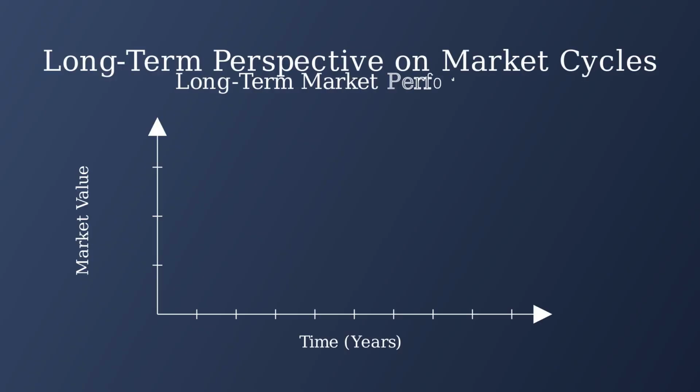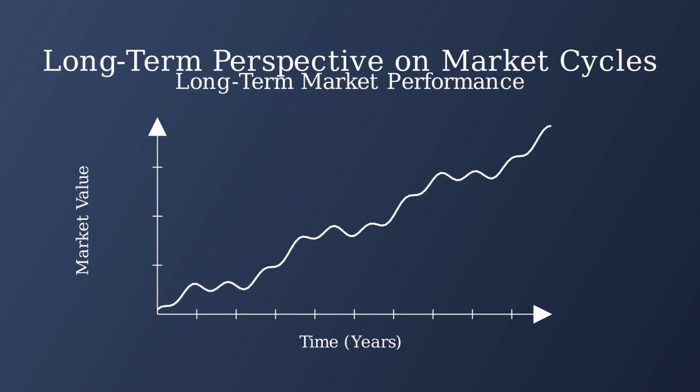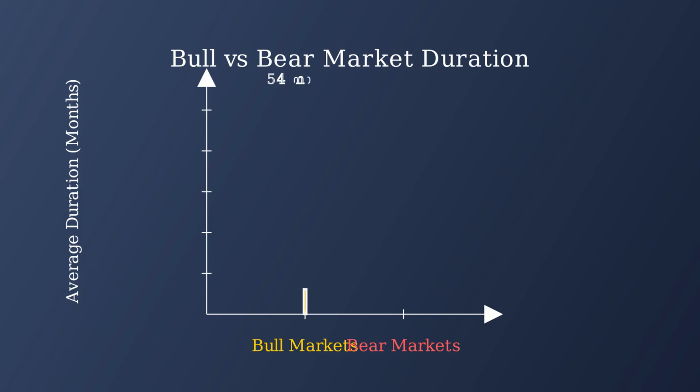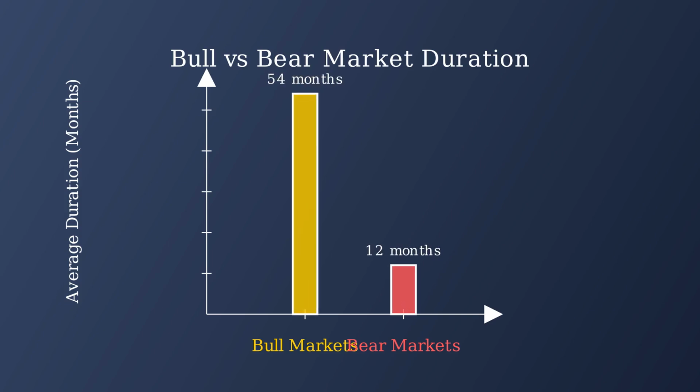Despite periodic bear markets, long-term market trends have historically been positive. U.S. markets have averaged about 10% annual returns over the past century. Bear markets, while painful, are normal parts of market cycles and typically shorter than bull markets.